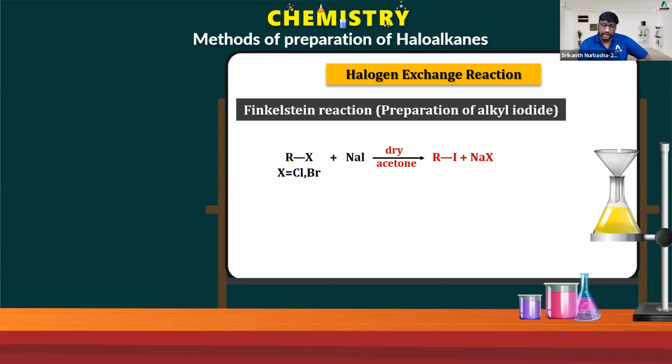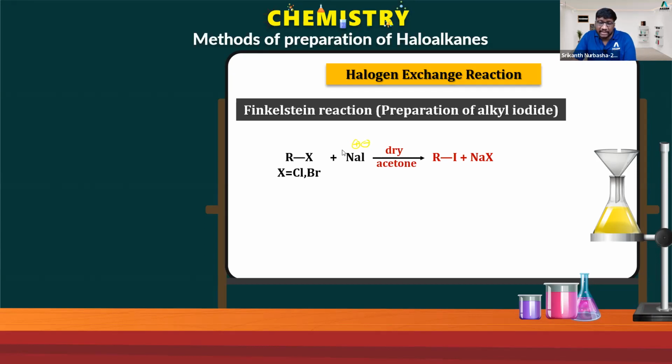RX, the alkyl group is connected with a halogen like chlorine or bromine, and you have NaI, Na plus and I minus. The I minus is going to attack the electrophilic carbon, and the carbon halogen bond is going to be cleaved. There is a difference in the solubilities of NaCl, NaBr and NaI. The I minus, because of its large size, will not be surrounded by water molecules greatly. So I minus can attack the electrophilic carbon easily.